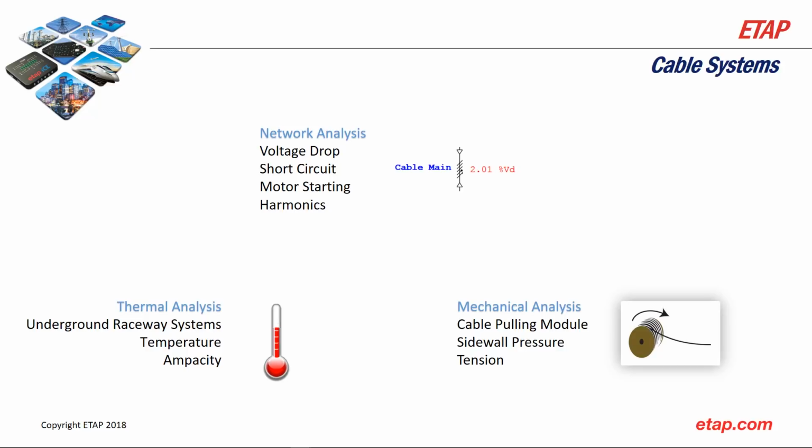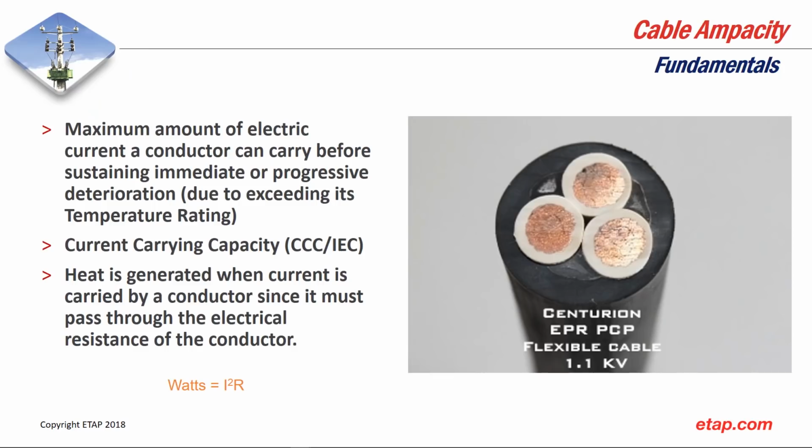And then over on the right hand side you have the mechanical analysis, which is cable pulling, the sidewall pressure calculations, as well as the tension. So that is again the mechanical analysis. It's covered under a different ETAP analysis module and presentation as well. So let's go ahead and focus on the network analysis, and the way we're going to start the presentation is by giving a brief background.